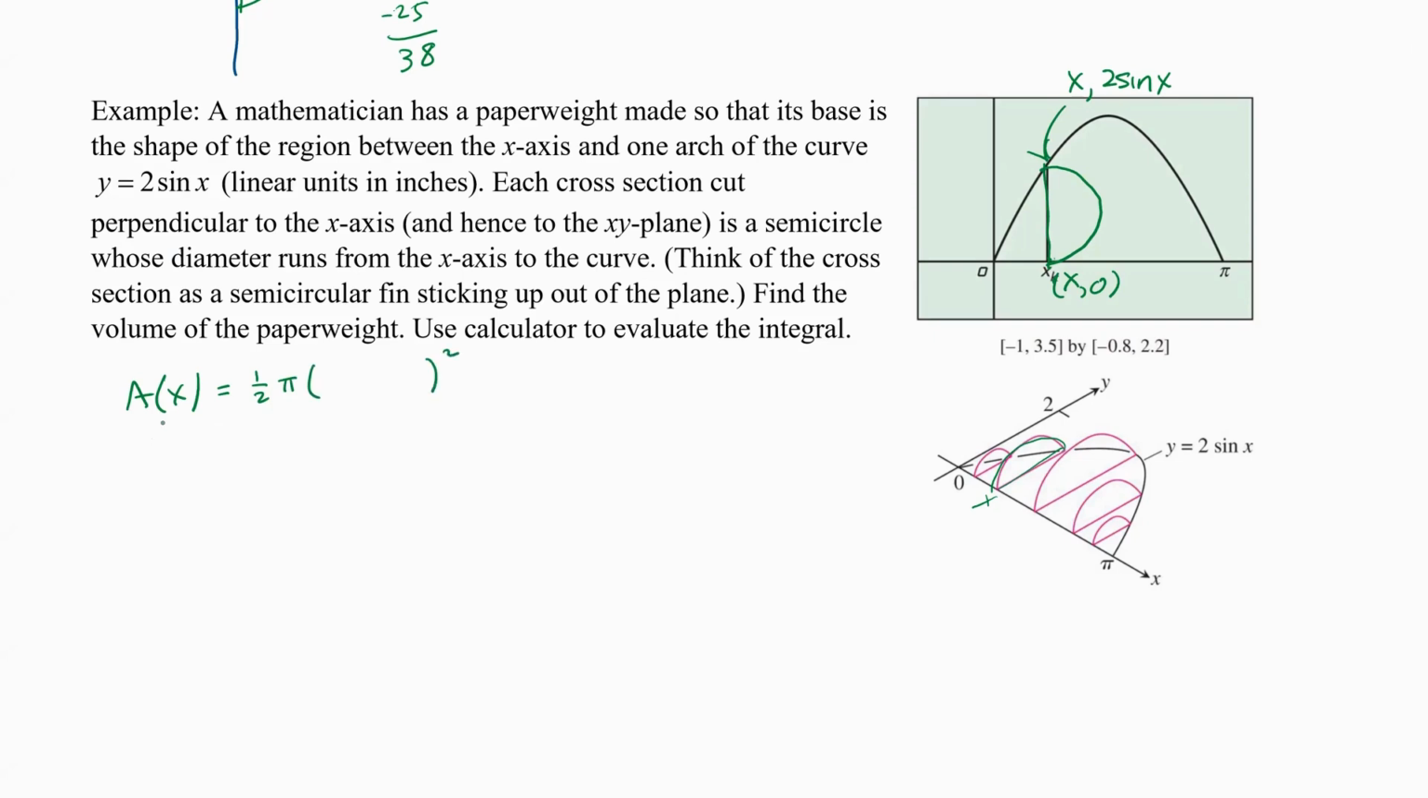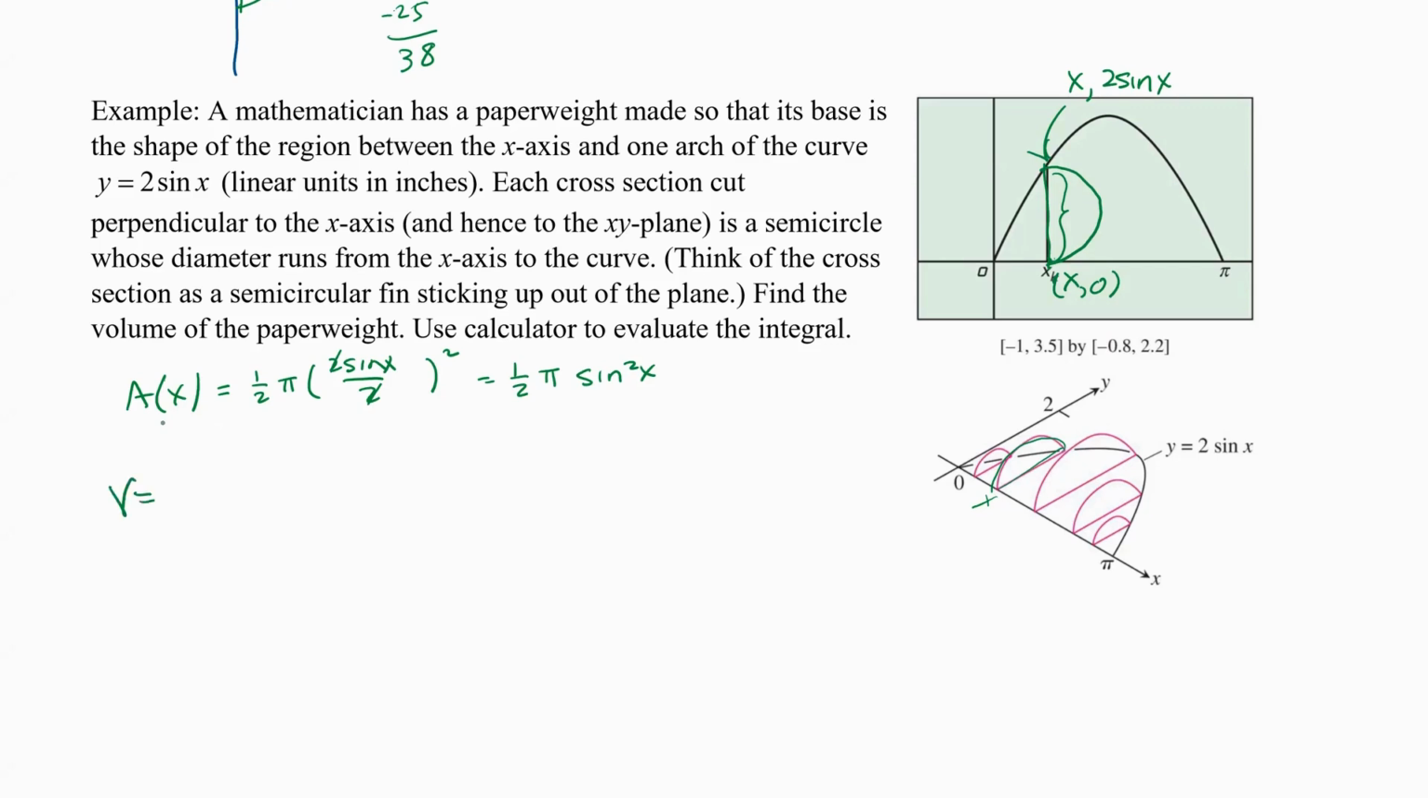And our r squared here is tricky. This distance here is not r. That distance there is a diameter, not a radius. Let's cut it in half. So 2 sine x over 2. Those 2's cancel. It looks like we get 1/2 pi sine squared x as our description of the cross-sectional area for some arbitrary x.